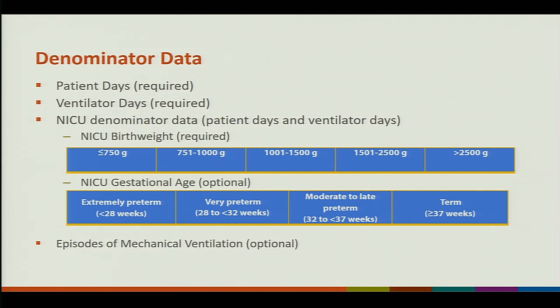When we look at the denominator data, what's required to report is patient days and ventilator days. If you're doing PedVAE in a NICU location, you are required to report your ventilator days and patient days using the birth weight breakdown, which you're all familiar with in NICU for CLABSI. And then if you choose to, you can also report your ventilator and patient days using gestational age breakdowns. And then the third denominator that's optional for reporting would be episodes of mechanical ventilation.